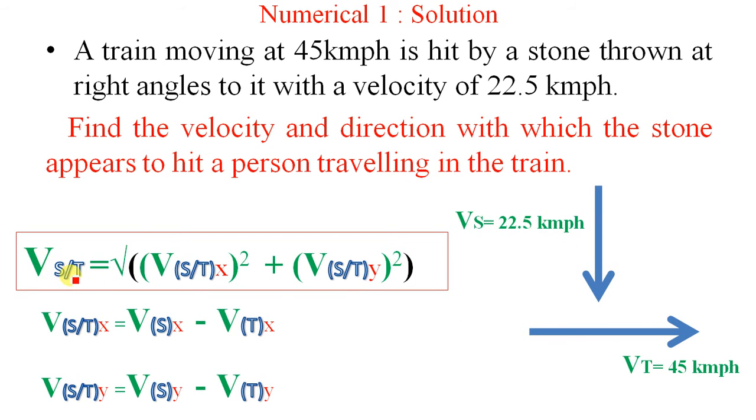Now the velocity of the stone with respect to the train we have to find out first. For that, we find the velocity of the stone with respect to the train in x direction, and in y direction. So we have to resolve this into its x and y directions. Only the x component will be there for one, and only the y component for the other, because it is truly vertical and it is truly horizontal.